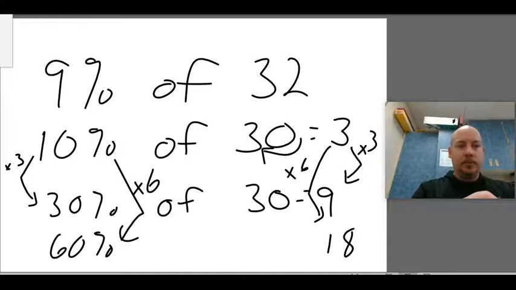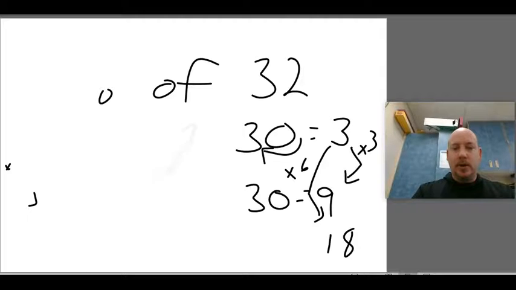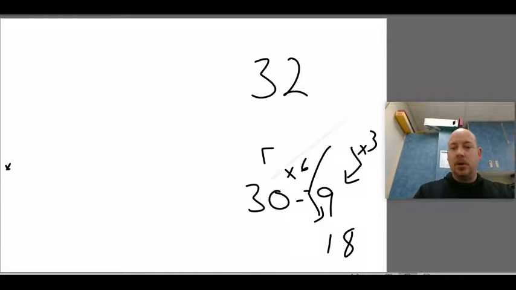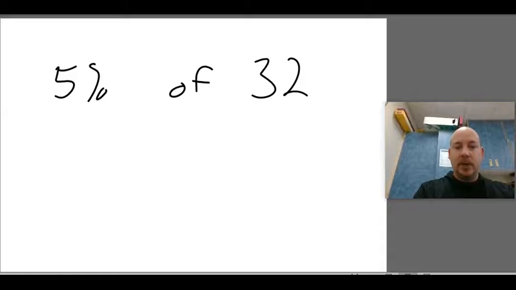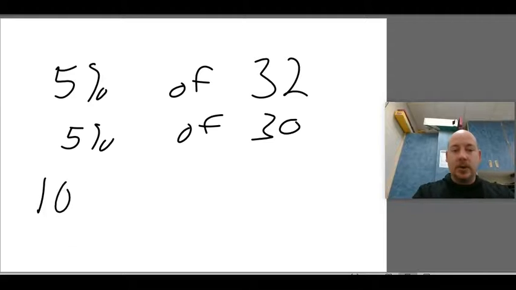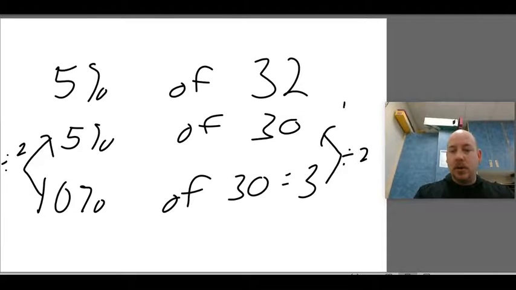You can also, if I know 10%, find 5%, because 5 is just half of 10. So let's say I want to find 5% of 32. Again, I'm going to round that to 30. What I can do here is first start out with 10%, which is simply 3, right? And 5% is half of that. It's dividing by 2. So 5% would be 1.5.